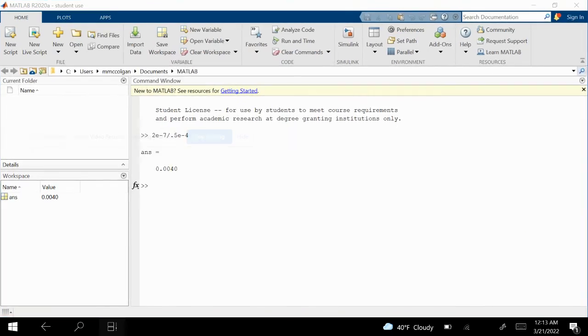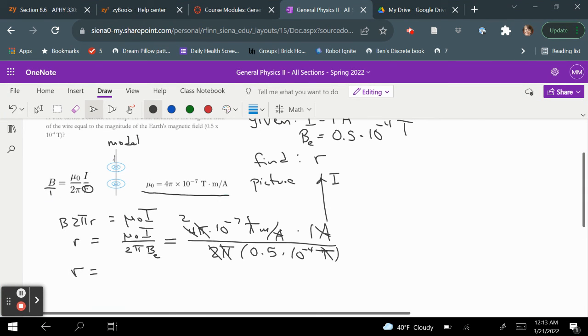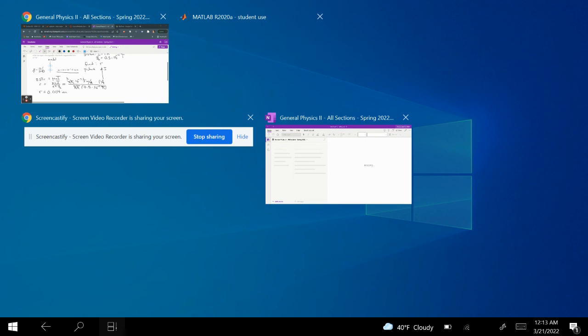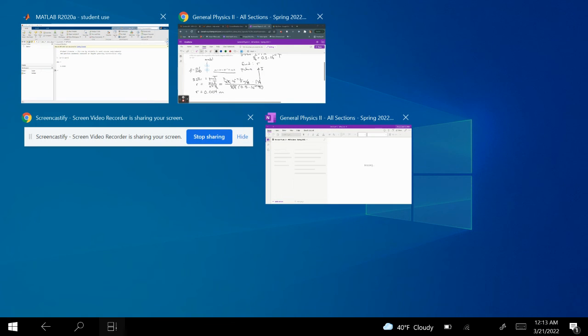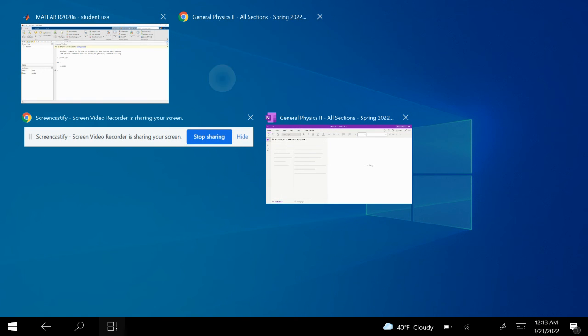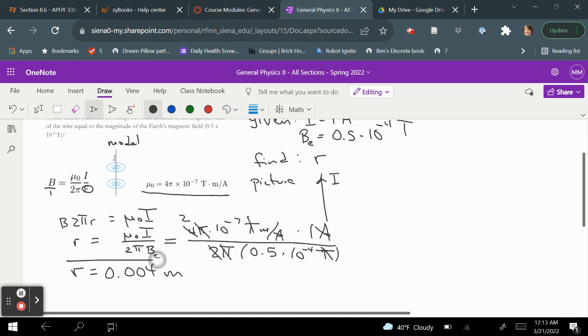So let's see if we go back here. Did I forget anything? So 2 times 10 to the minus 7, I got that, divided by 0.5 times 10 to the minus 4. I think that was right. So 0.004 meters. I think that was my answer. Let's just look again. 0.004. Yep. Great. All right, so that's it. That was a pretty easy one. So that's my value for R.